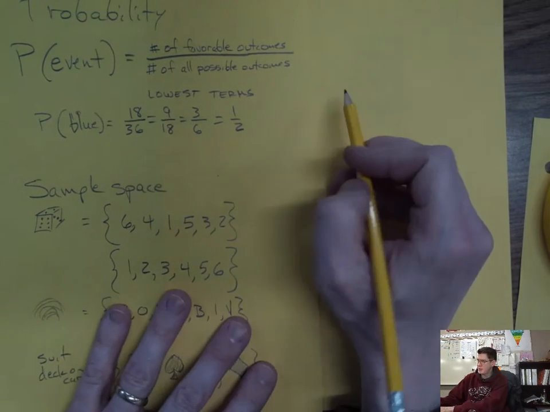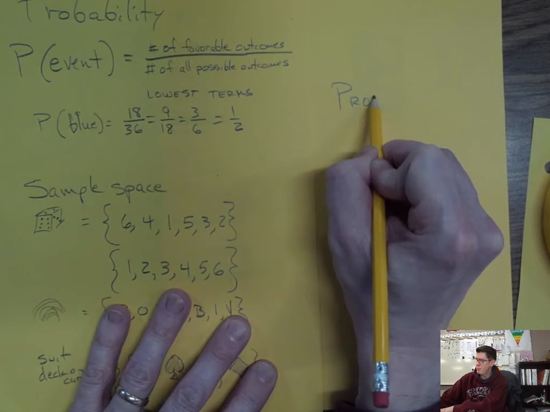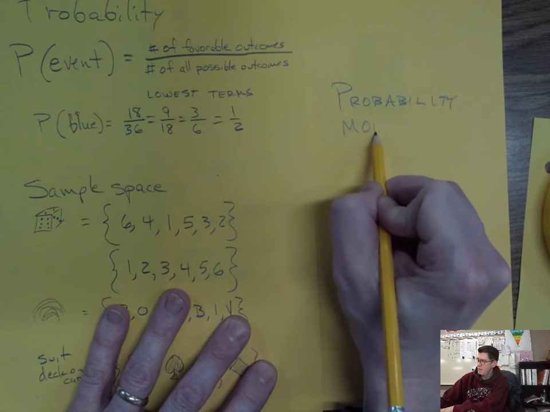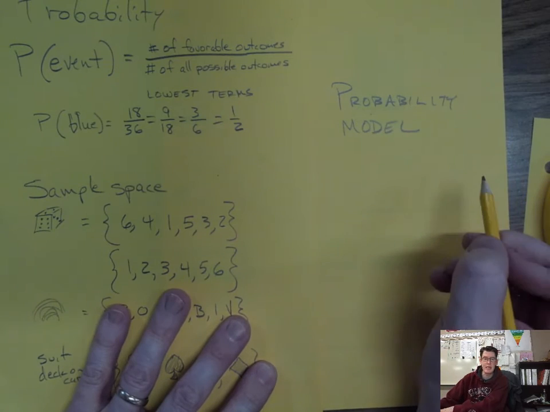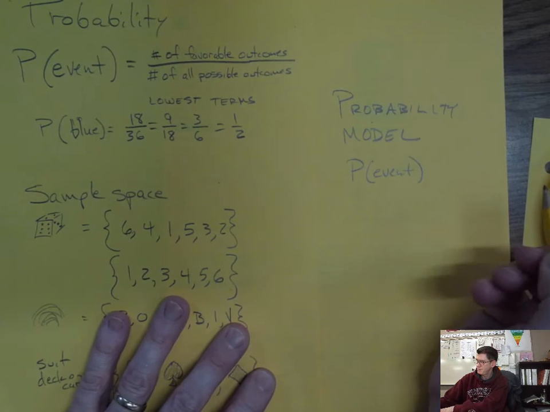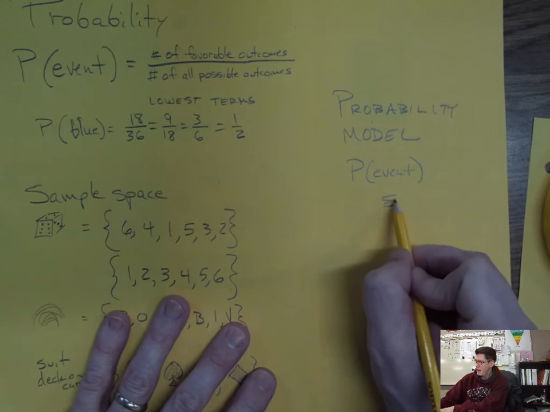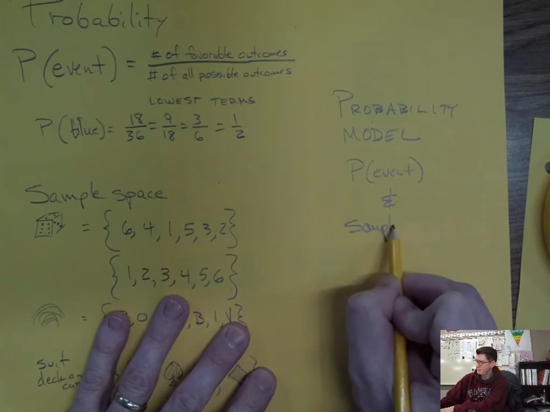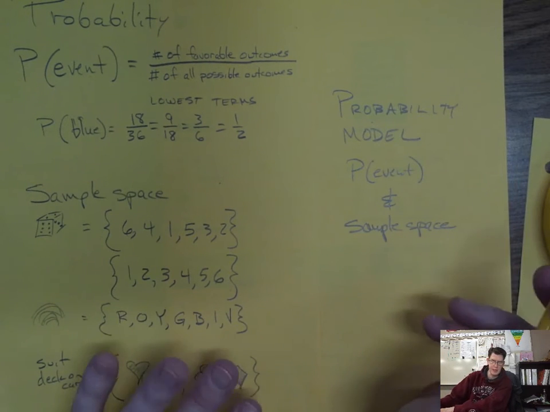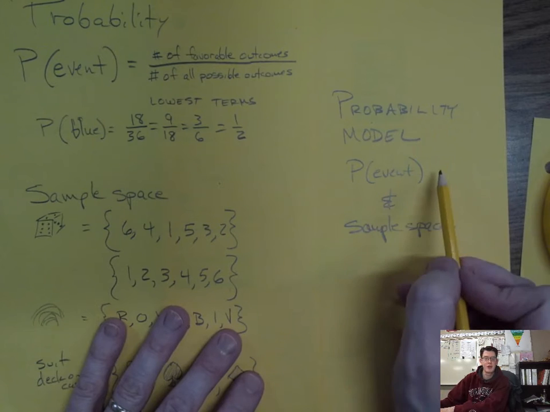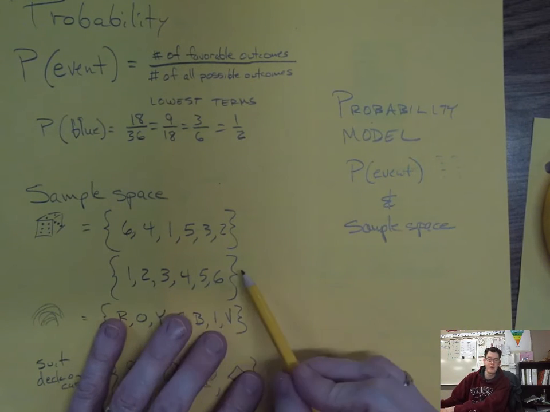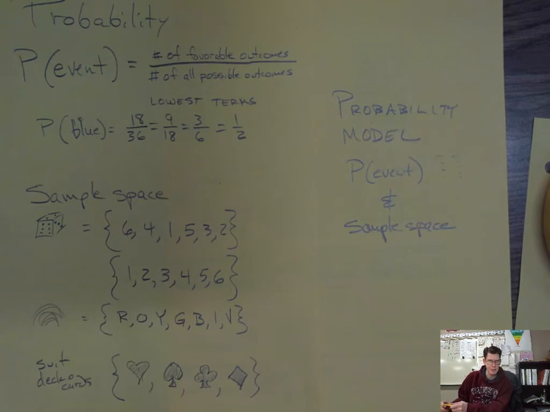This is what makes up what we call a probability model. A model means all the information that you need. It's the probability of the event and the sample space. So whatever events they're talking about, they'll usually list out all of the different events that could occur, and then they'll have a list of the sample space.